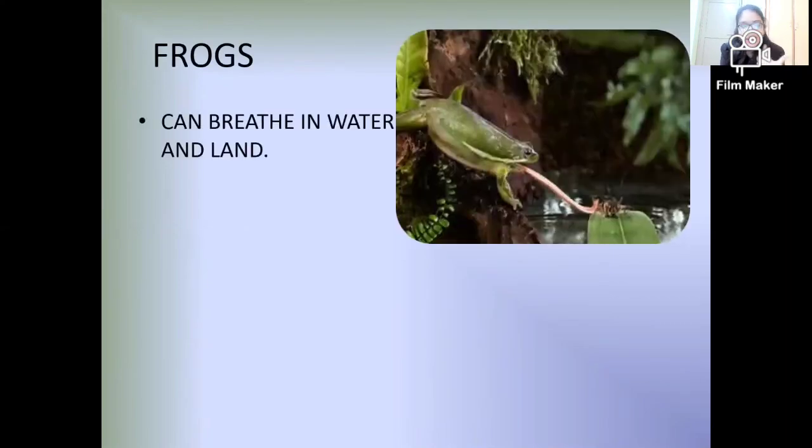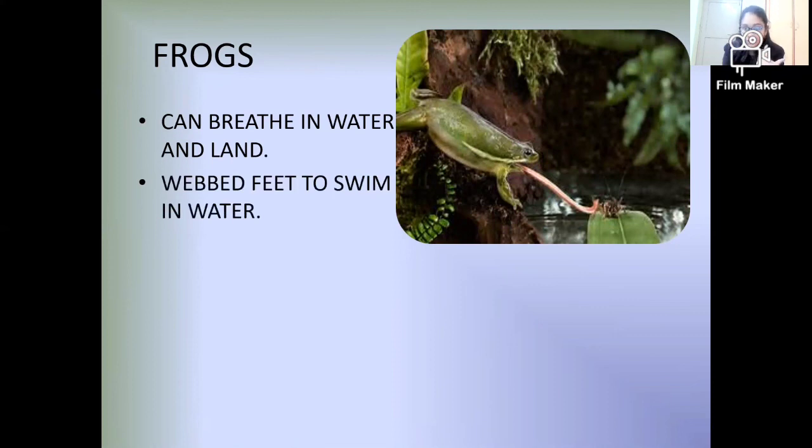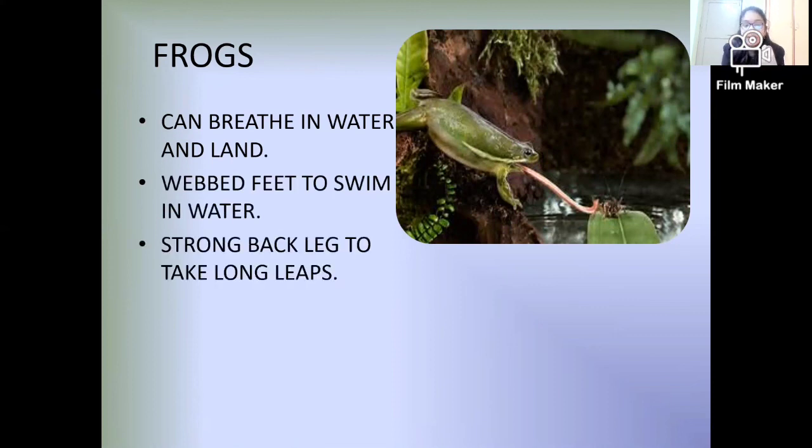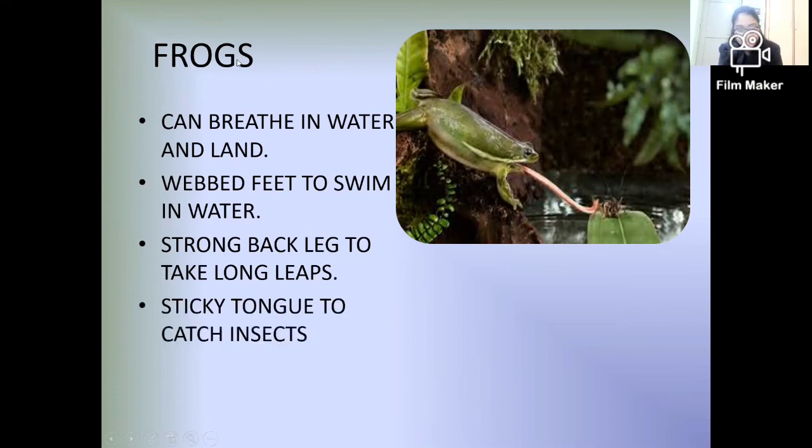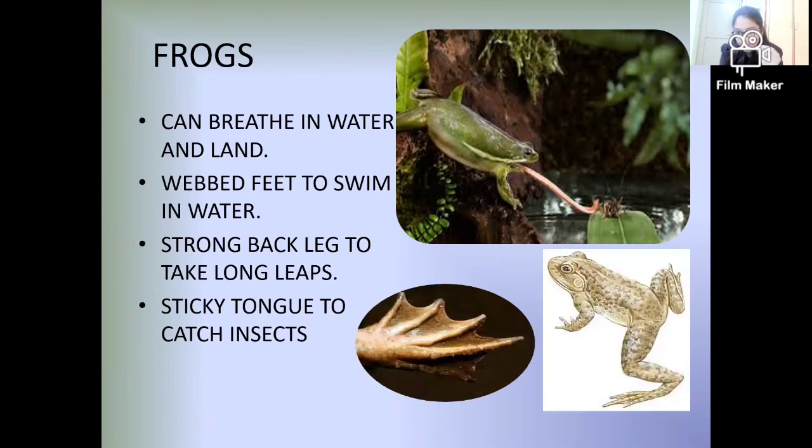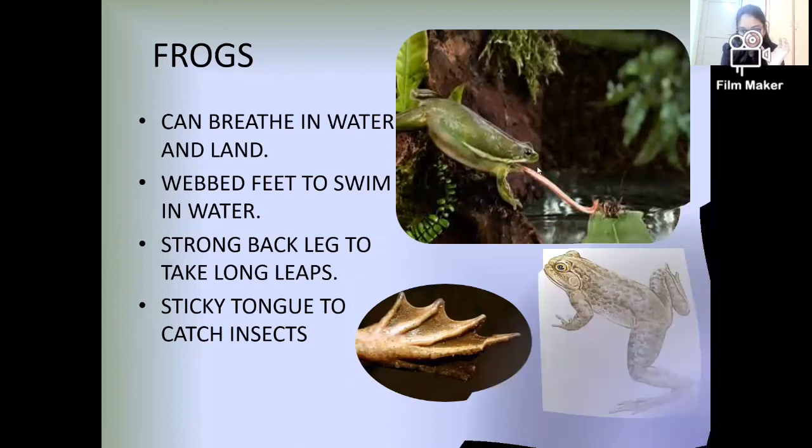Now let's learn about frogs. Frogs can breathe in water and on land. These are amphibians. They have webbed feet to swim in water. They have strong back legs to take long leaps. You can see the back leg right there. And they have a sticky tongue to catch insects.